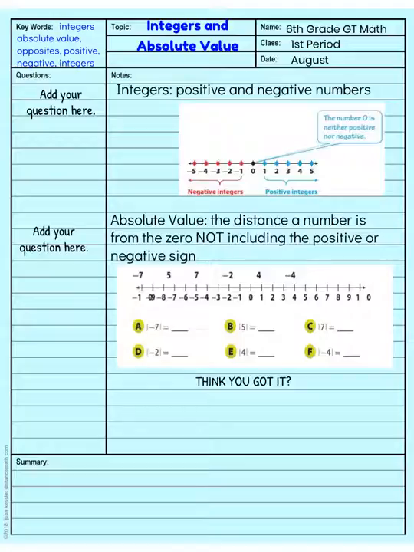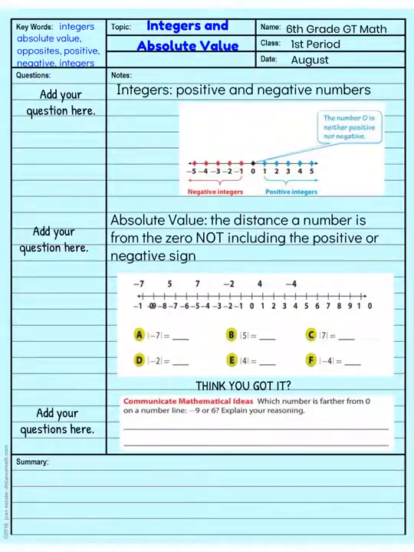Alrighty, now you think you got it. So I'm going to add a question for you guys, and I want you to go ahead and answer. The question says, which number is farther from 0 on a number line, -9 or 6? You're going to tell me if the answer is -9 or if the answer is 6, and then I want you to explain your reason.